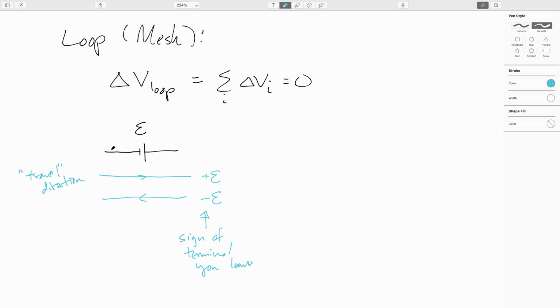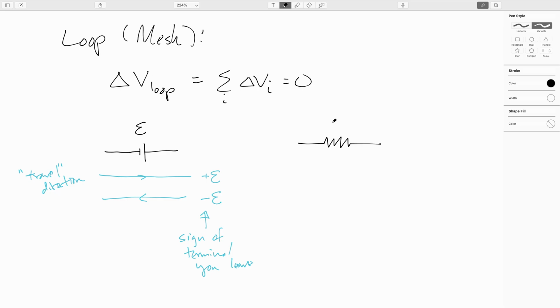So here, as I'm walking along, I leave the positive terminal, so I write a plus sign. Here, if I'm walking along this way, I leave the negative terminal, so I write a minus sign. And the other one to look at just for the moment is a resistor.